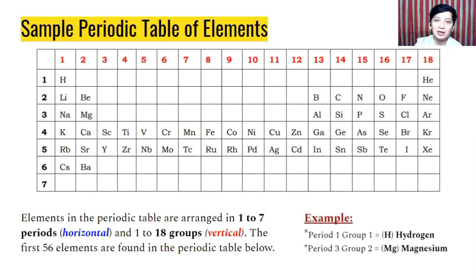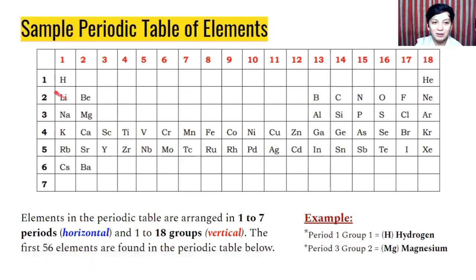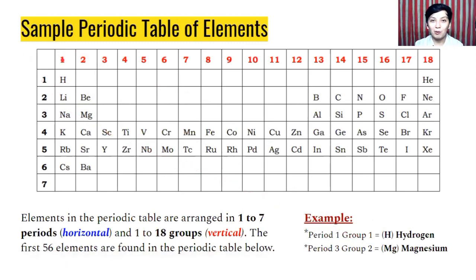For example, you have an activity regarding this one. Period 1, group 1. So you will get period 1, and then group 1, and then you are going to interconnect them. The place where they meet is the element that is being asked. So we have period 1, group 1, and the element asked is hydrogen.